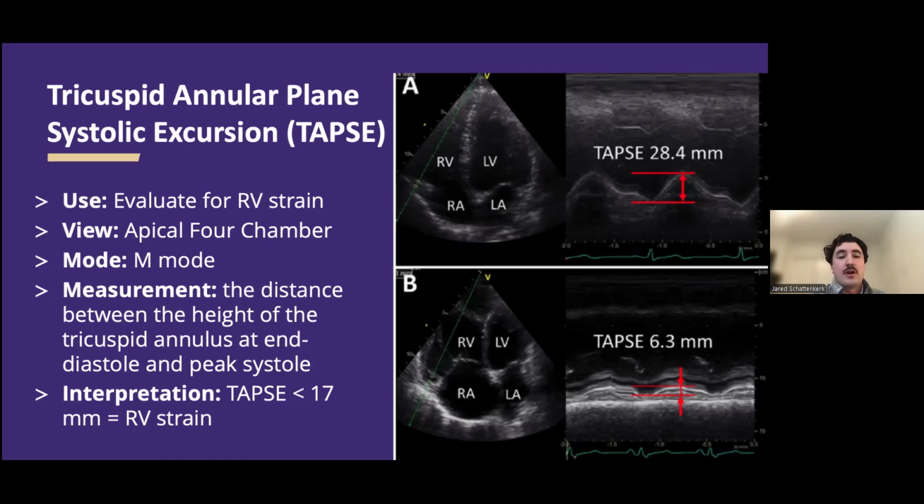So if you're able to get a good apical four-chamber view, it's a good immediate assessment to see if they have right ventricular strain, if they have a known pulmonary embolism, before you're able to get some of the other labs or formal studies back to evaluate for that. It might help guide your initial management.